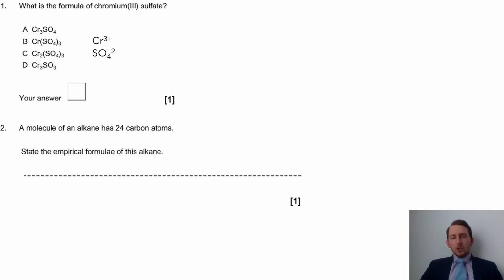Now what we've got to be able to do is decide what proportions of chromium and sulfate we need in order for the overall charge to be 0. So going through A through D, which one of those is going to give us an overall charge of 0? The answer to that would be C. We have 2 lots of chromium, which would be 3+. Then we have 3 lots of sulfate, which would be -2, -2, -2, giving us -6. +6 and -6 gives us 0. So that's what we need to select for that one.